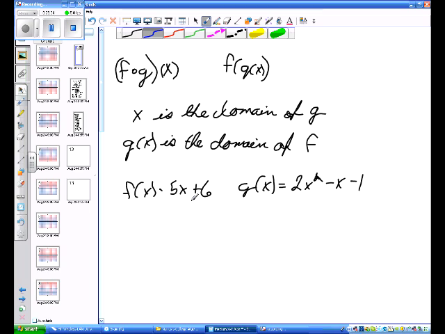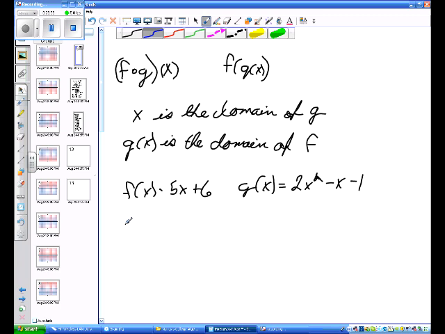Now for both of these functions, our domain would be negative infinity to positive infinity. We have no denominator and we have no square root. So our domain in both cases would be negative infinity to positive infinity. So when we start doing our compositions of these, our domain will be the same. None of these were limited.